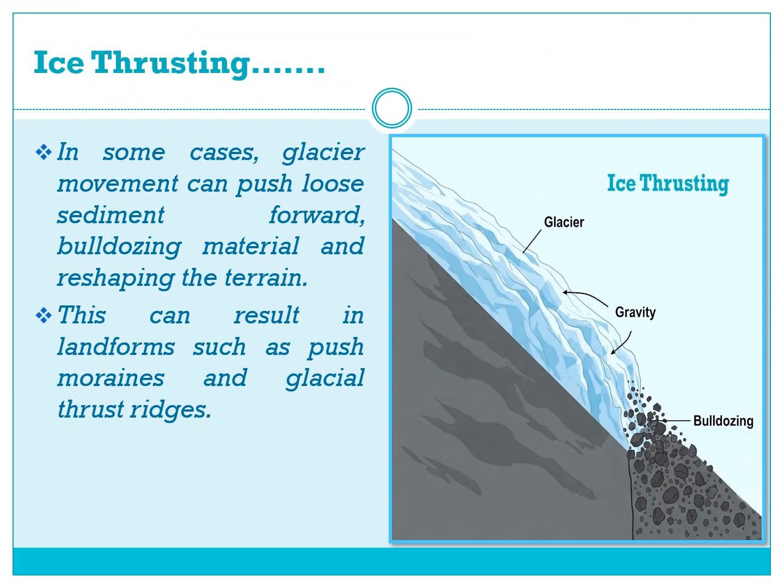Ice thrusting. In some cases, glacial movement can push loose sediments forward, bulldozing material and reshaping the terrain. This can result in landforms such as push moraines and glacial thrust ridges.